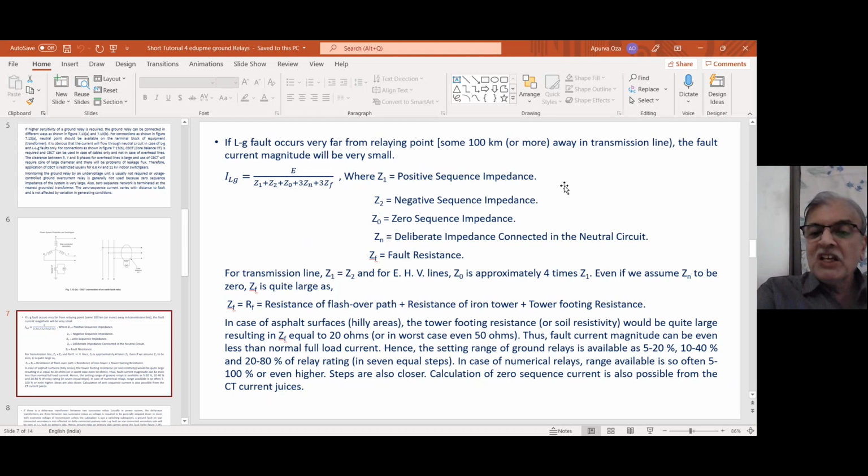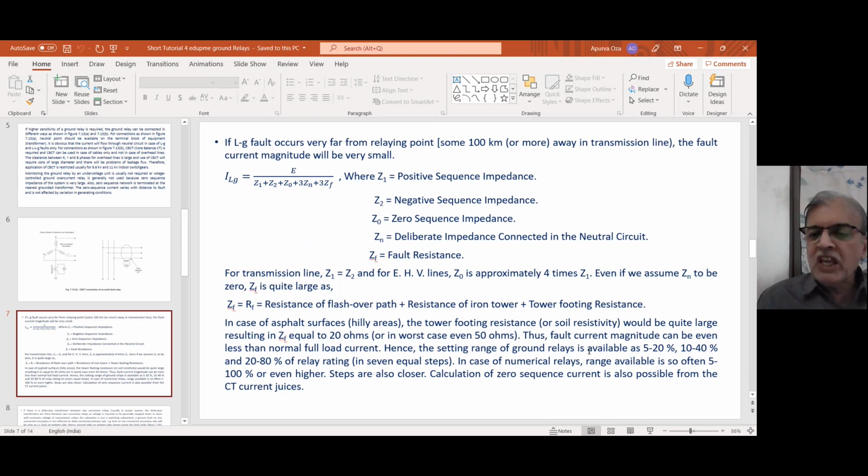So how is it sensed? It is sensed in this way, that the sensitivity range of ground relays is different. It was 50 to 200% for phase overcurrent relays. For ground relays, the sensitivity range is 5 to 20% as shown, right? 10 to 40% or 20 to 80%. Three ranges were available in earlier days.